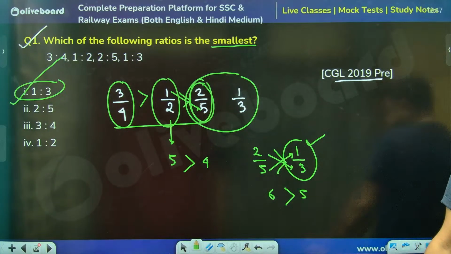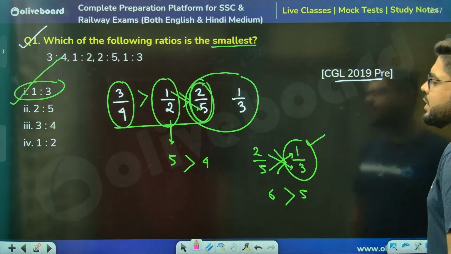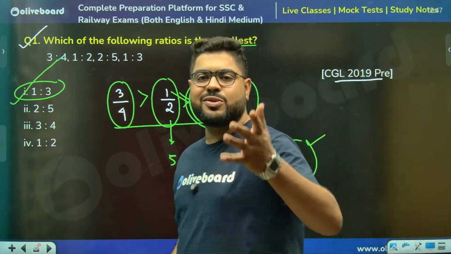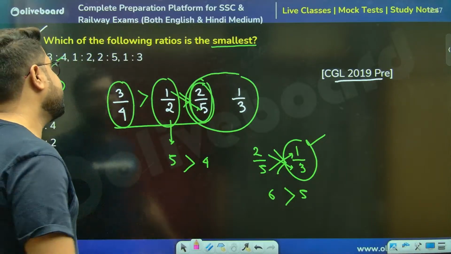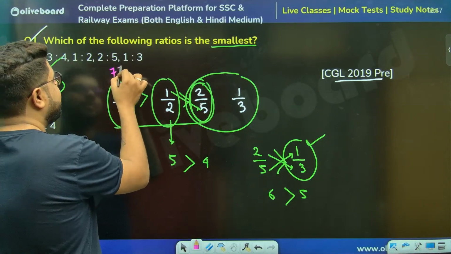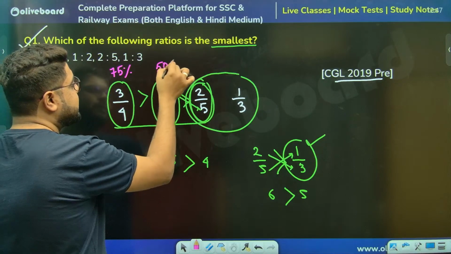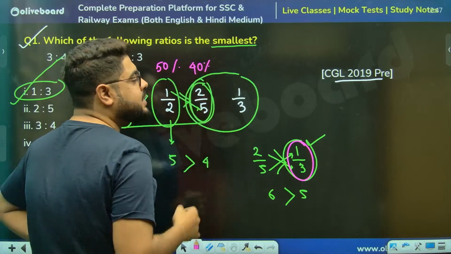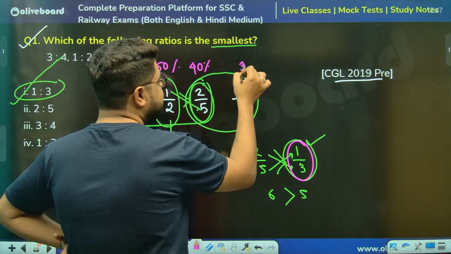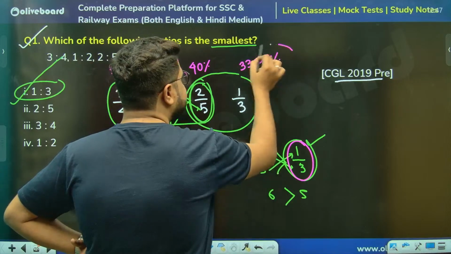Yes. Now I was about to go to the next part. Sir, you will say, forget all that, sir. Let's talk about percentage. We have done percentage, we know. 3 by 4 is 75%, 1 by 2 is 50%, 2 by 5 is 40%, 1 by 3 is 33.33%. Sir, which one is least? This one is least.